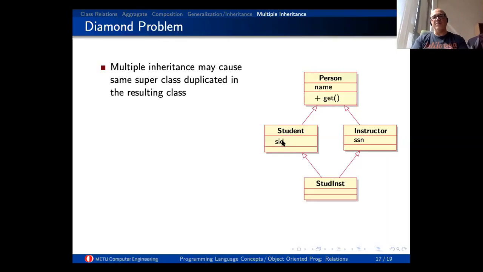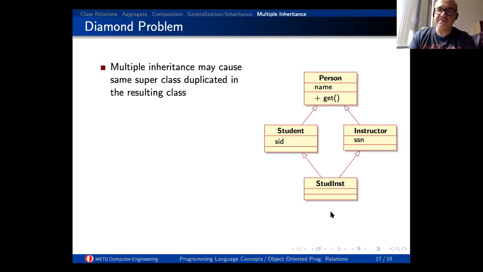But I have a more important problem, which is called the diamond problem. The diamond comes from this shape at the right-hand side, the multiple inheritance. In the same example I have given you, a student is a person, an instructor is a person. If someone is a student and an instructor at the same time, that is a student instructor, so I can have this multiple inheritance.